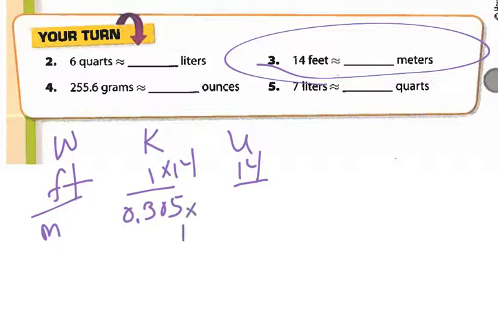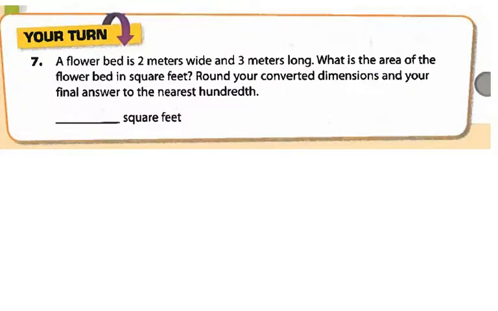That means I have to multiply my denominator by 14. You would pop that in your calculator, and you're going to get 4.2700 meters. Decimal point. There it is. Okay. So that is how you would do that conversion using WKU. Okay. And then number 7 here says a flower bed is 2 meters wide and 3 meters long.